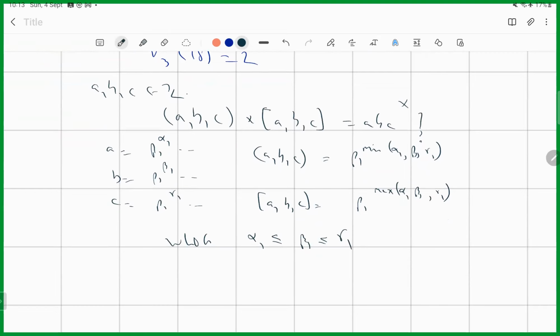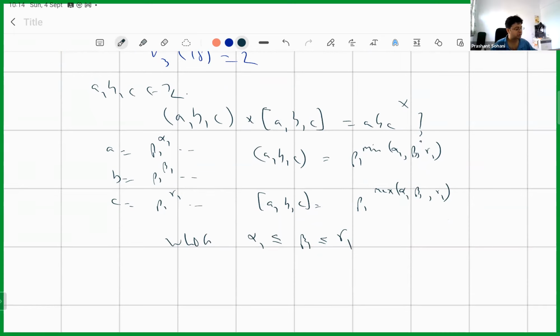So when we multiply 2 numbers, the powers should be the minimum and the maximum. Over here we won't be able to multiply B, we can just multiply A and C. For that we'll have to see the exponents of the primes in A, B, and C, and then check which is the minimum and which is the maximum.